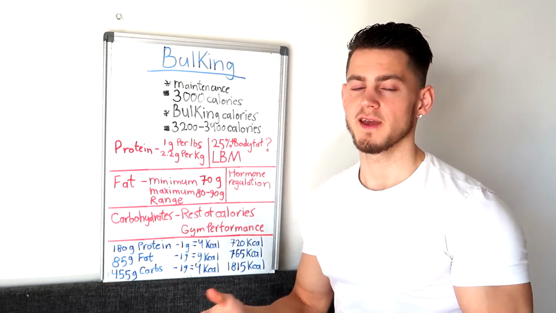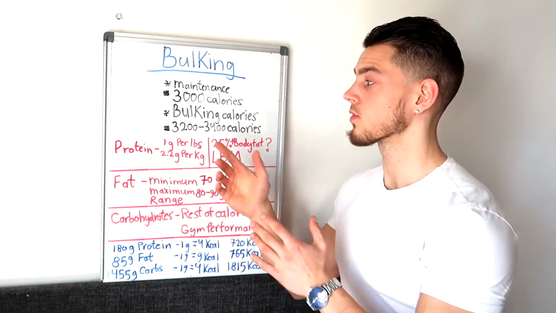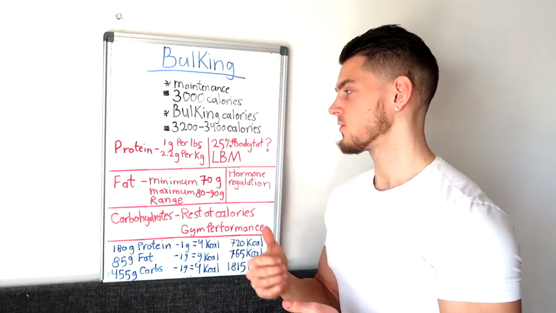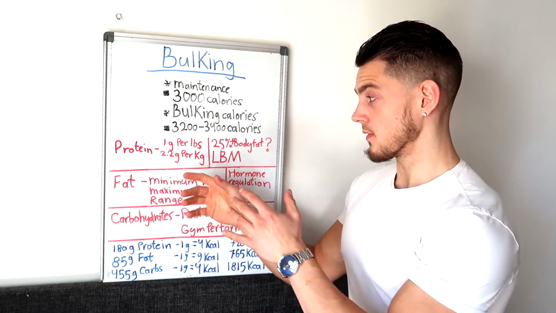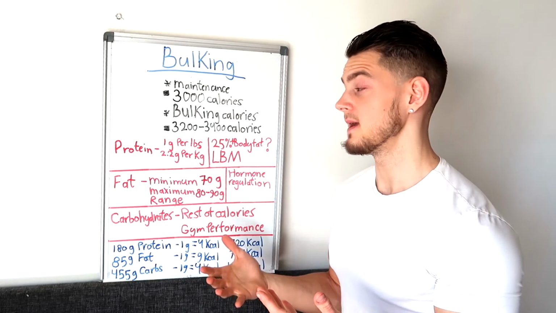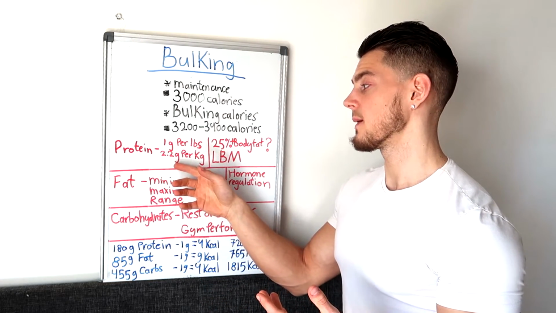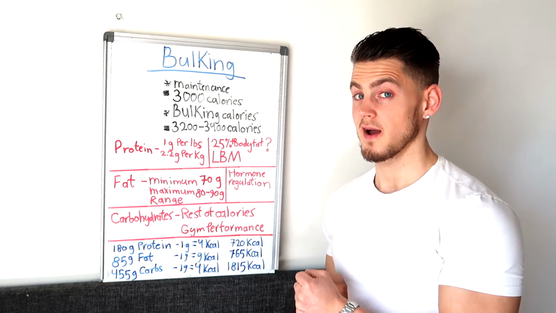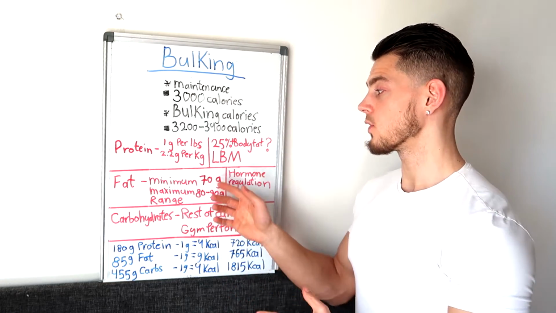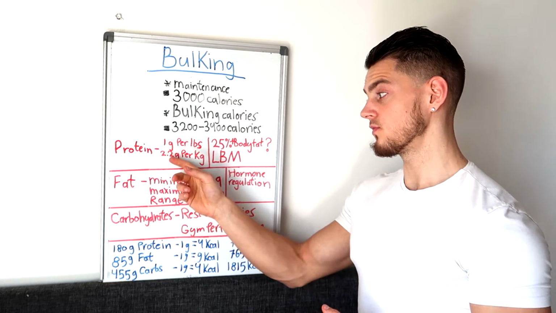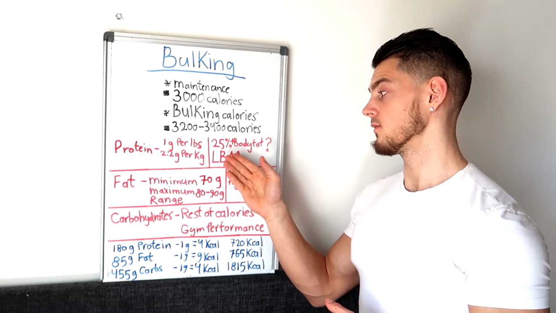But for the example of the calculation that we're going to be making, we're going for 3300 calories, which is kind of the sweet spot between the two. So then, our protein. Again, we're going for 1 gram per pound of body weight, or if you're in the metric system like me, we're going for 2.2 grams per kilogram of body weight. If your body fat is above 25%, you're better off going for 1 gram per pound of lean body mass or 2.2 grams per kilogram of lean body mass.